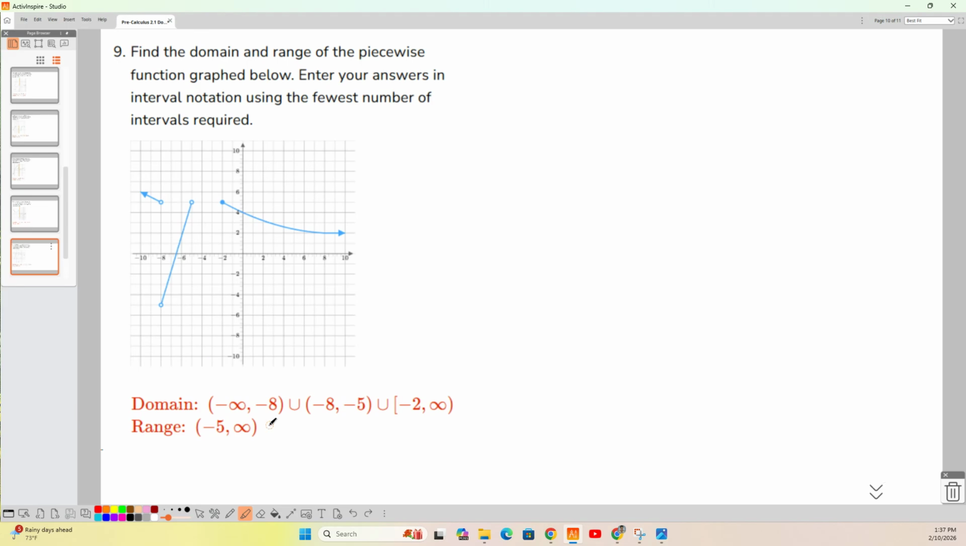We look at this one for the domain, all possible x's. I see this arrow pointing to the left, so I know that the x's will go to negative infinity, and this arrow pointing to the right, so I know that the x's will go to positive infinity.